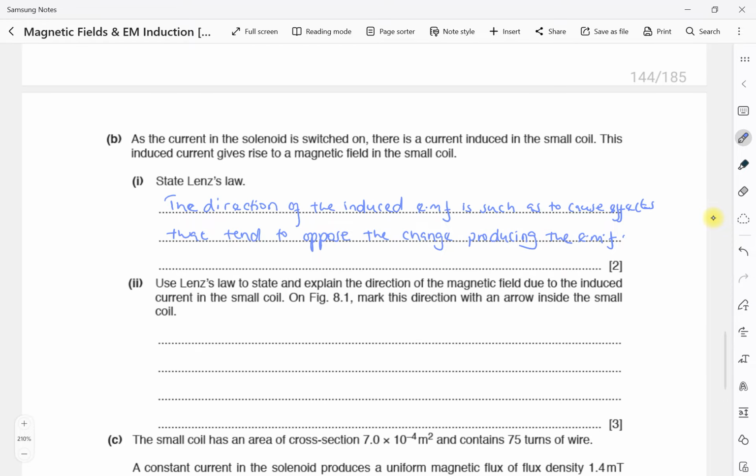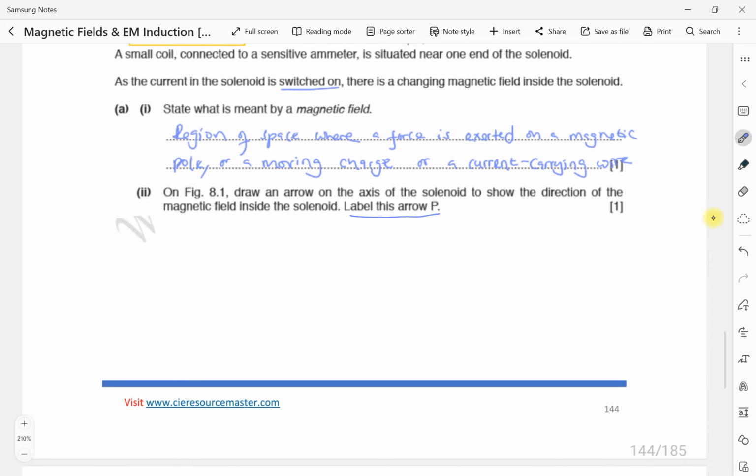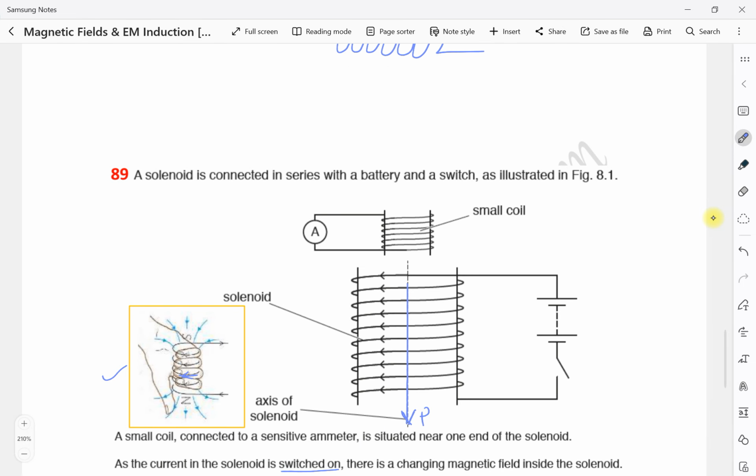Use Lenz's law to state and explain the direction of the magnetic field due to the induced current in the small coil. On the figure, mark the direction with an arrow inside the small coil. Okay, so the direction of the induced EMF is always such as to oppose the change producing it. So if the magnetic field here is downwards and there's an induced EMF in this coil, the induced EMF is going to be such as to oppose the change which is producing it.